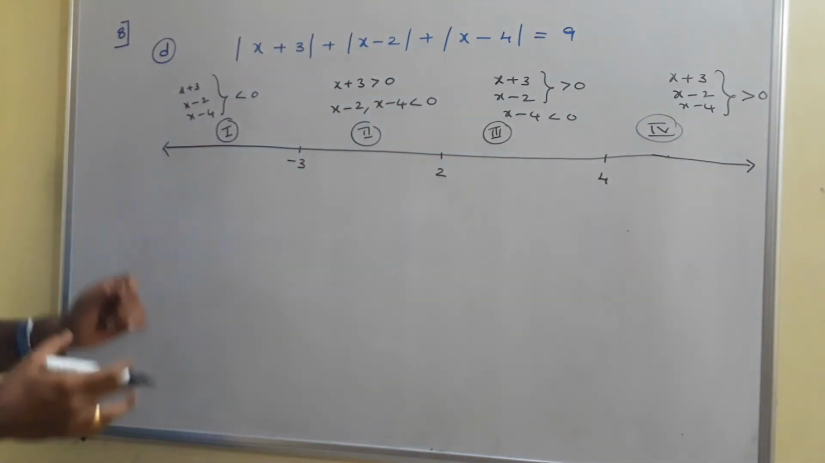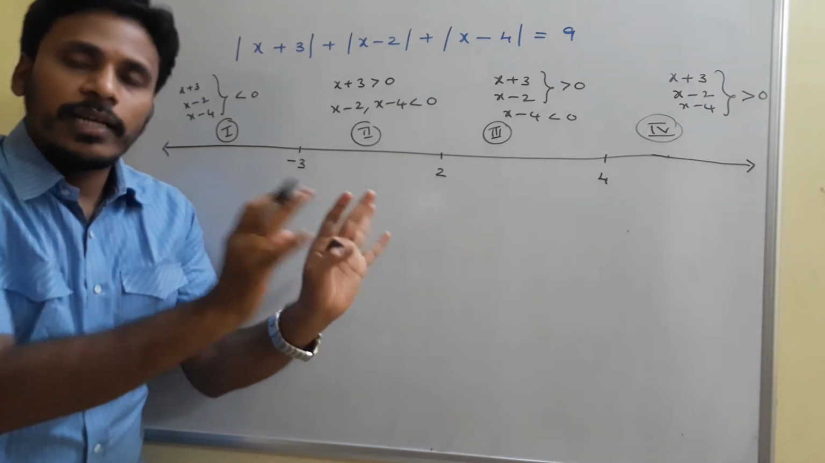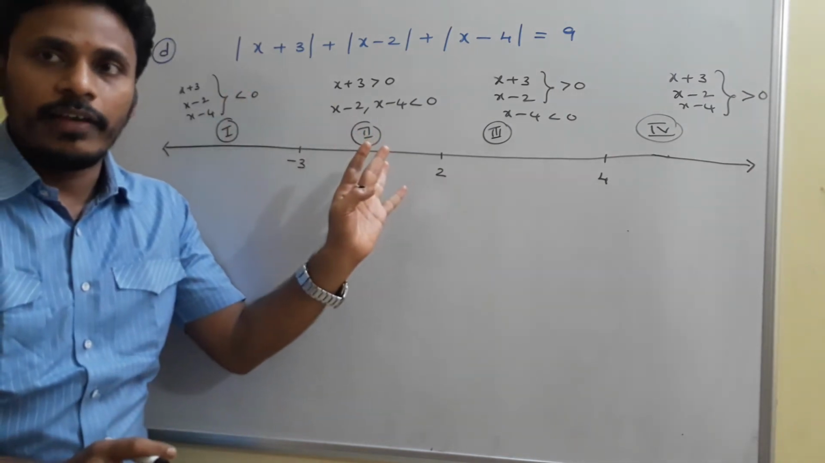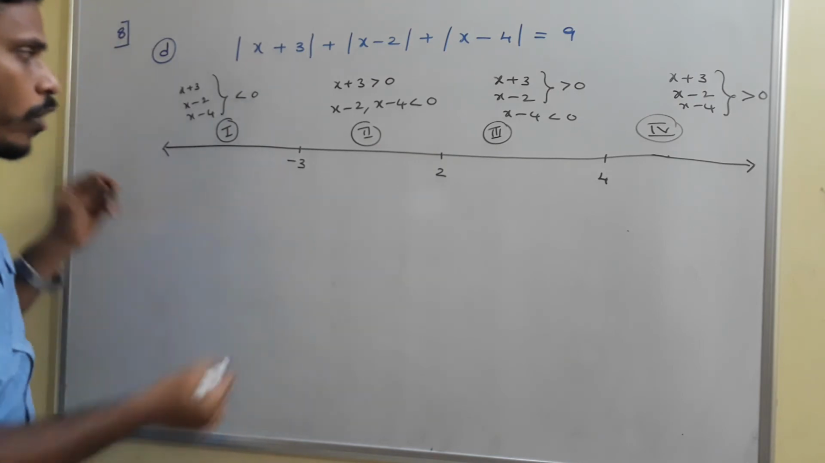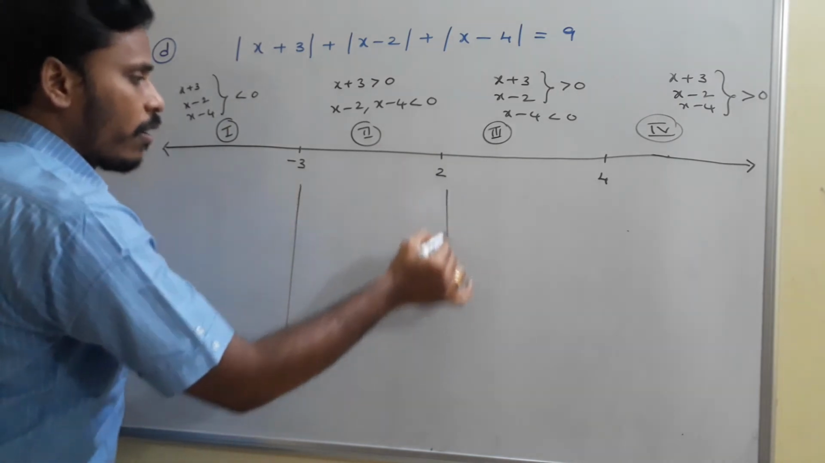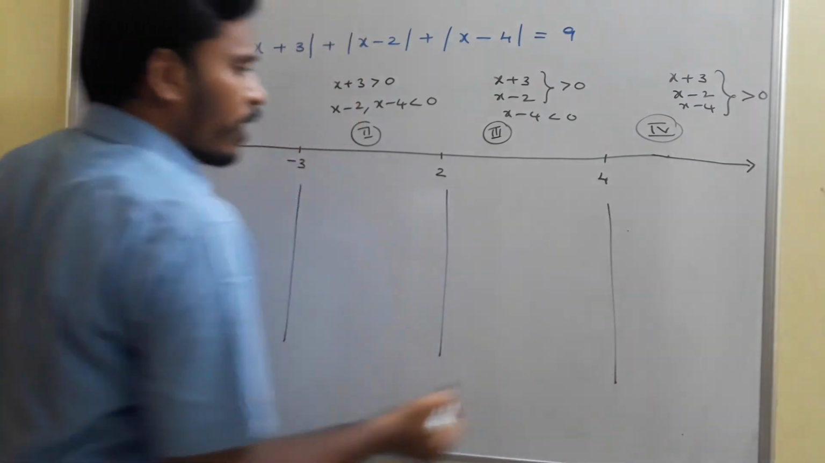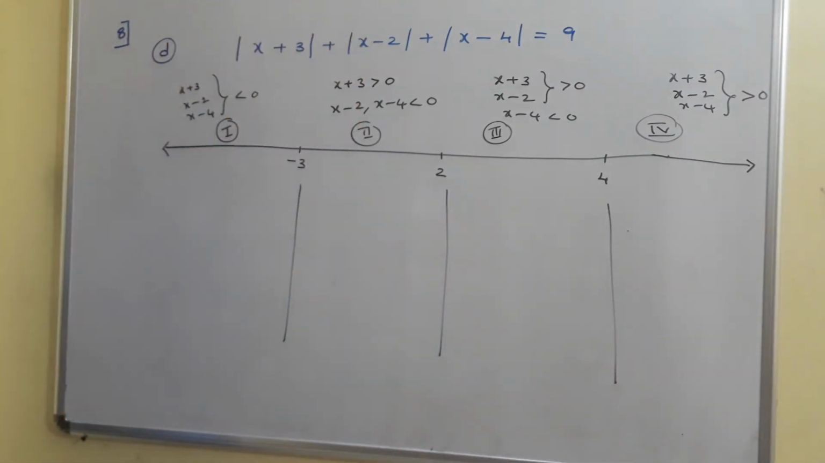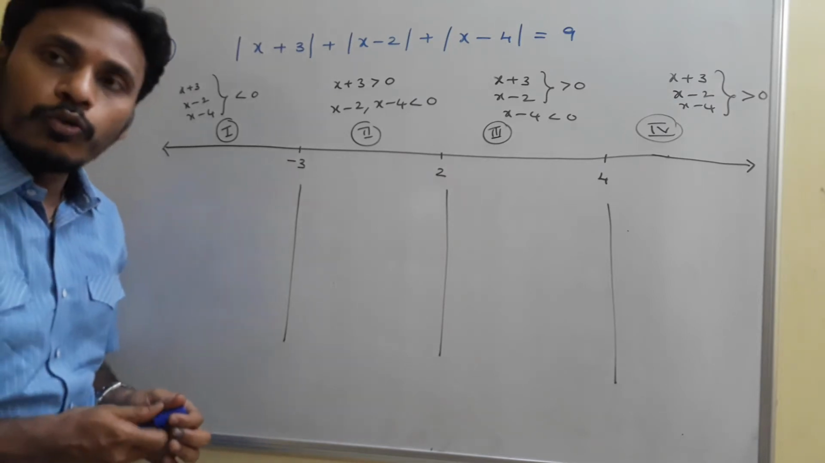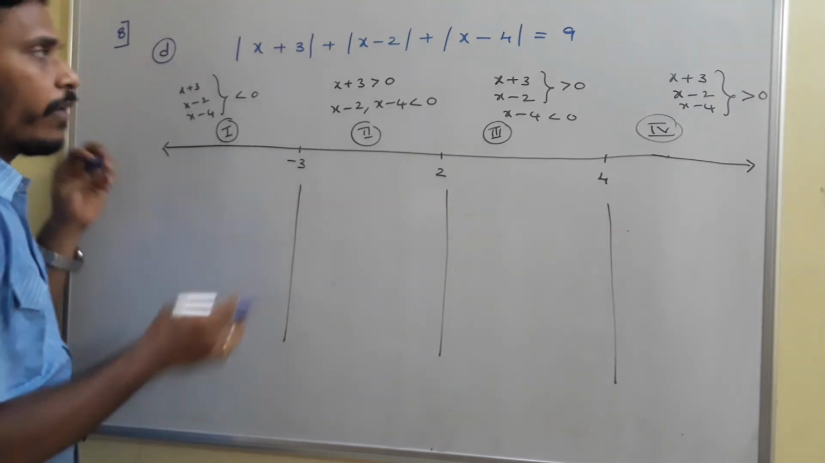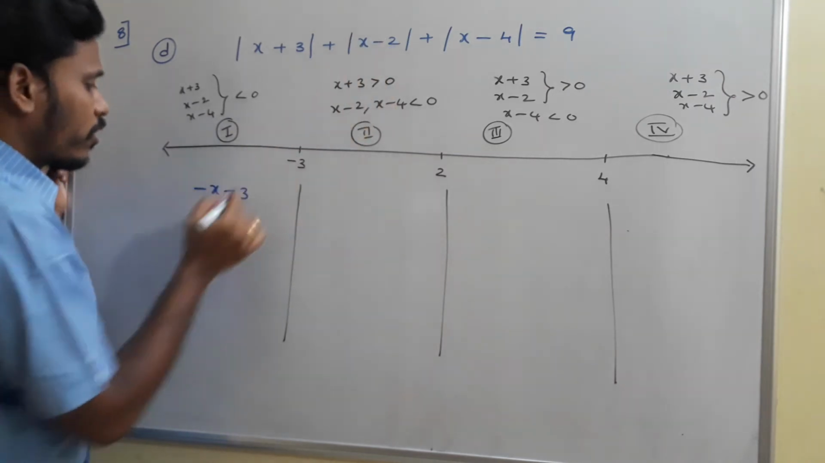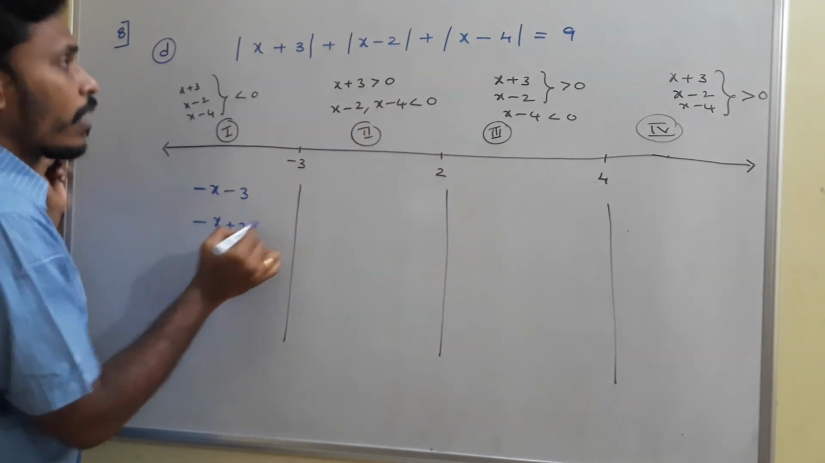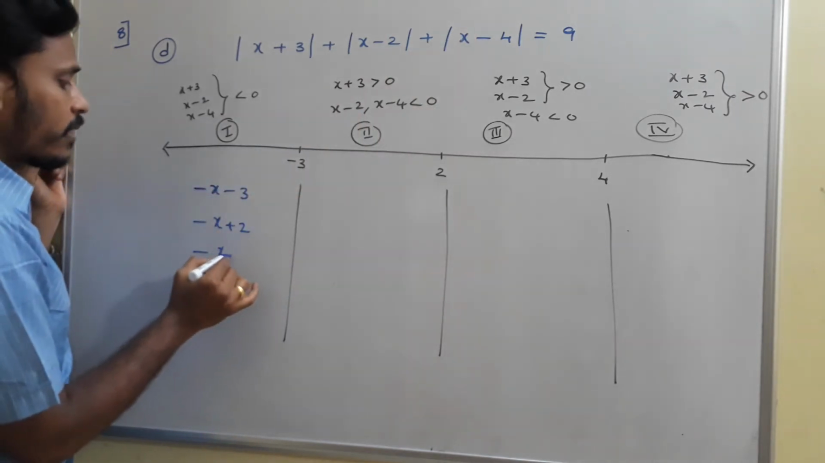So just if you observe this, that's enough. Actually there is no need to write every time, but here as an analysis I am mentioning it on the board. So I need to solve the problem in 4 cases: first case, second case, third case and fourth case. In the first case, since all are negative, to remove the modulus you need to apply a minus sign to everything. So for x plus 3, minus x minus 3. For x minus 2, minus x plus 2. And for x minus 4, minus x plus 4.